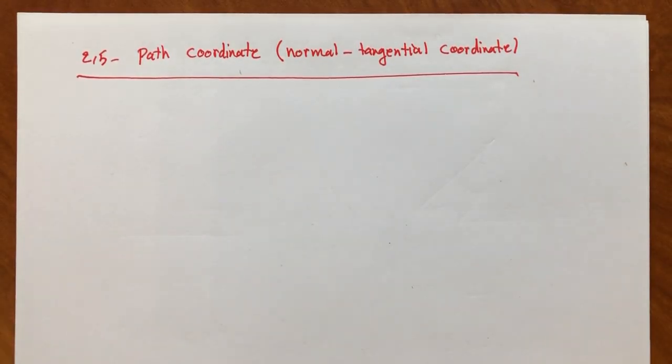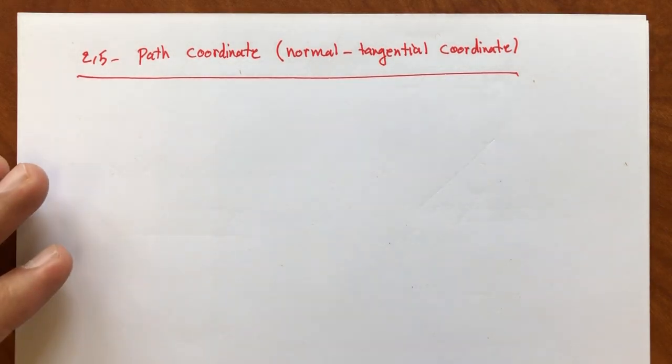In this course, in addition to the xy coordinate, we are going to learn two more coordinates to describe the motion of a particle in plane. One of them is called path coordinate or normal tangential coordinate, which is quite useful in a lot of different types of problems. What is this coordinates?